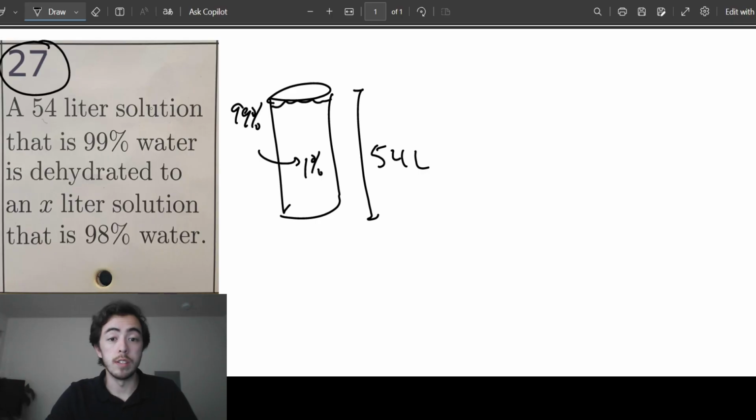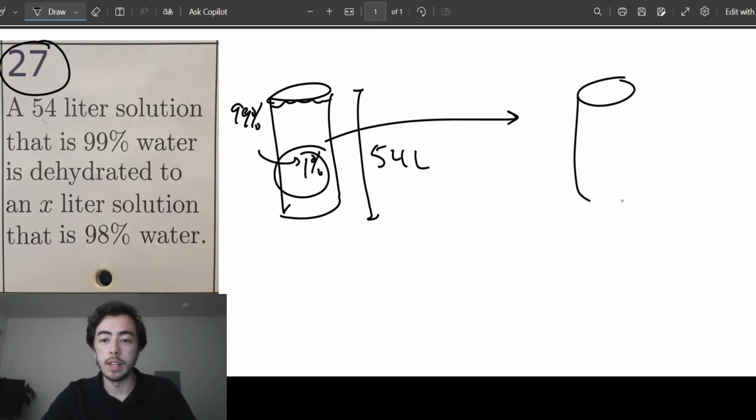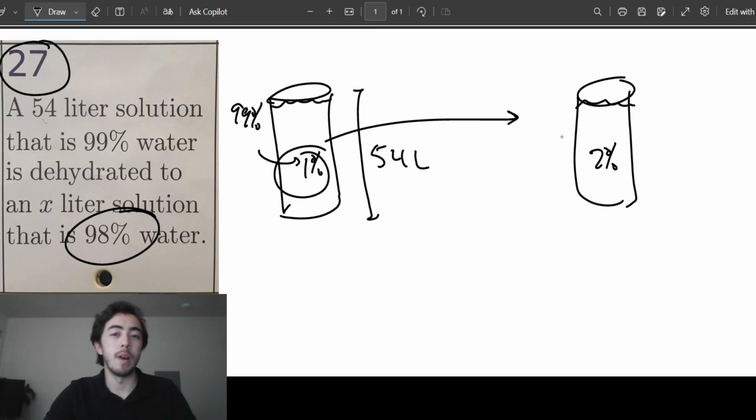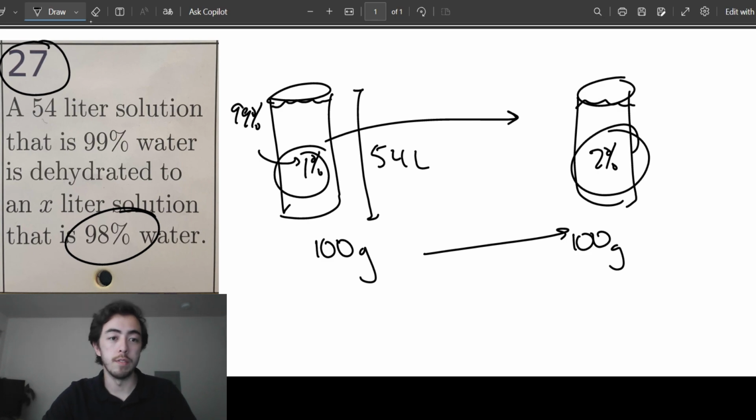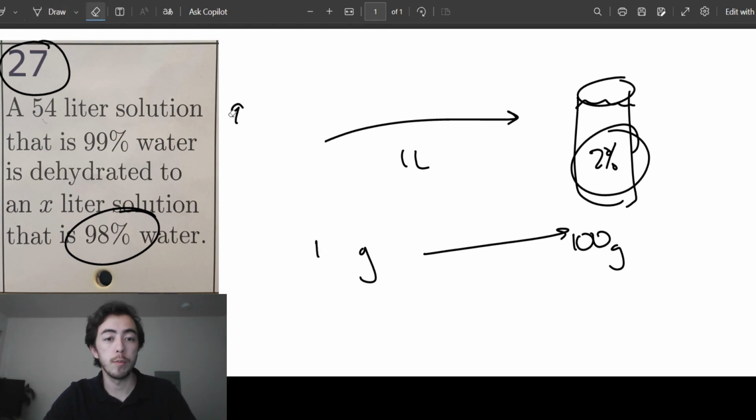Then we dehydrate the solution, and so that means we are evaporating the water out, but keeping the same amount of this solvent substance in there. Let's just say it's salt, for example. And so I'm still going to have the same fixed amount of salt in my beaker, but now that it's a 98% water solution, there's basically a little less water in here, and there's 2% salt. And it's still the same amount. So if I had 100 grams of salt over here, I still have 100 grams of salt over here. It's just that I have less water, and so the proportion of this salt is now higher.